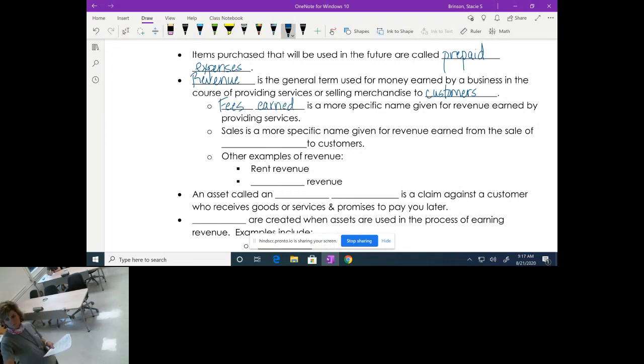Sales is a more specific name given to revenue earned from selling merchandise. So Walmart would have sales. Now, if you went and had your oil changed in their auto department, they would have service income on that. They probably call theirs service income or tire service, or you can call it anything you want. It's still revenue. Revenue means income. Now, you're going to be more specific in the naming of revenue for your company. Okay, does that make sense?